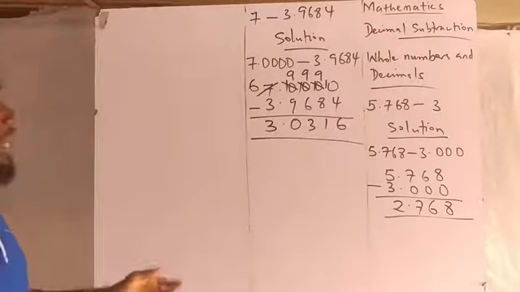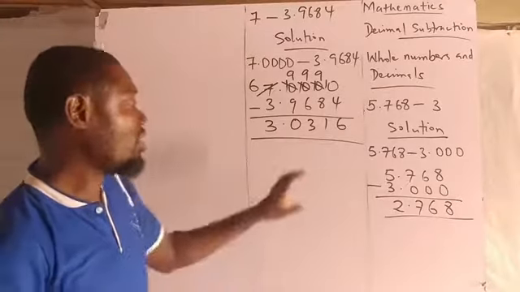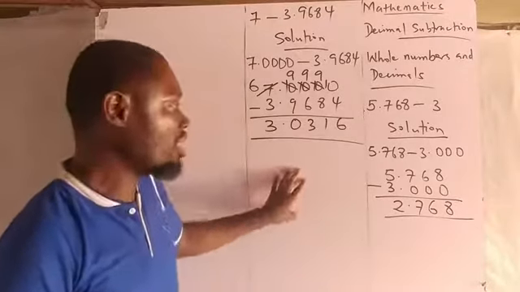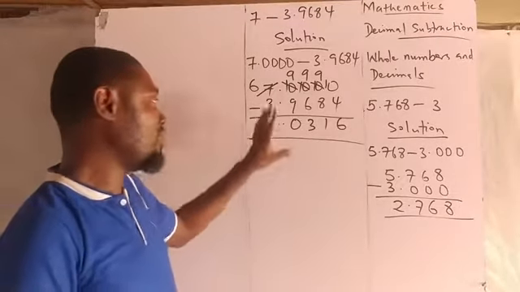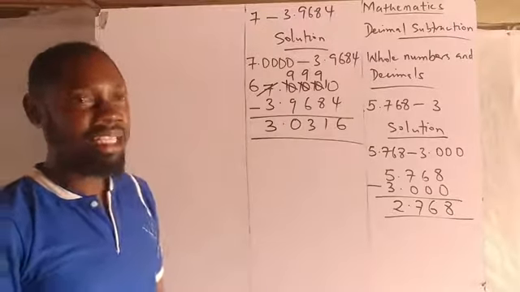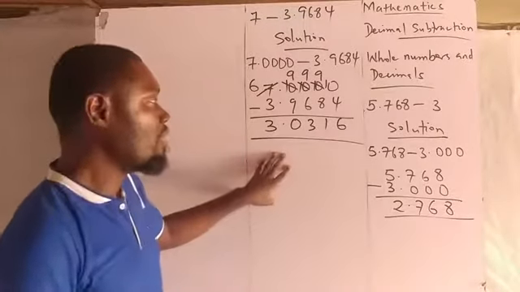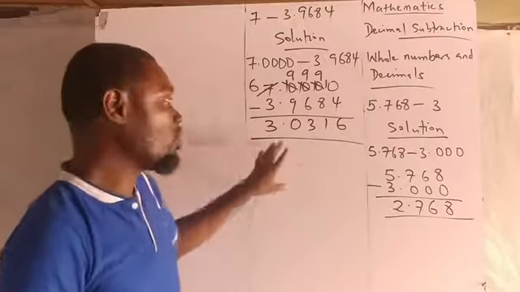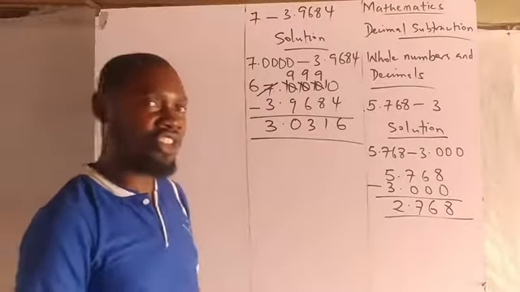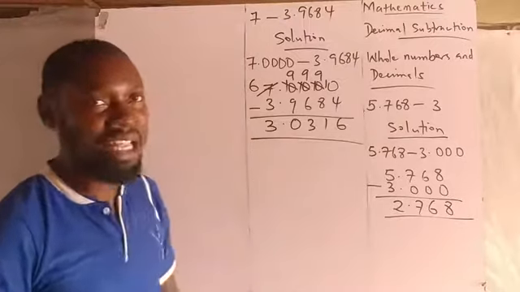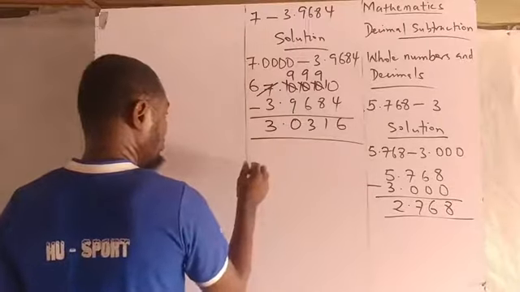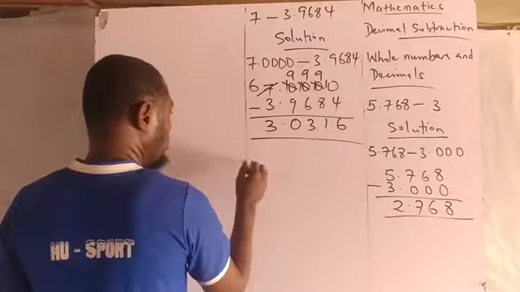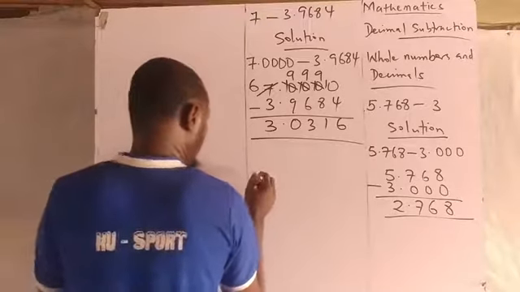So it is simple to deal with problems on whole numbers and decimal subtraction. If you understand the concept behind it, it is not a difficult topic. This aspect of mathematics is simple, and you can get your right answers. Let me see how I can advance it a little. You might be asked in your examination to subtract and write the place value of each digit. For instance, you're asked to subtract these numbers and write out the place values.